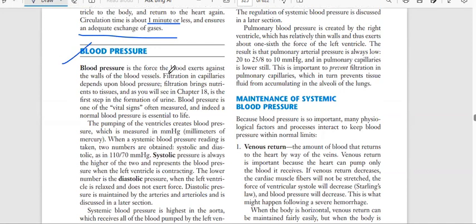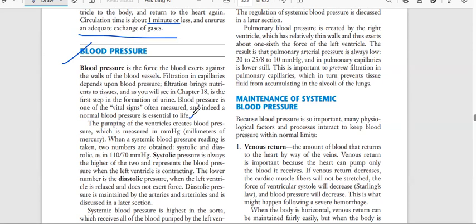Blood pressure is the force the blood exerts against the wall of the blood vessels. Filtration in capillaries depends upon blood pressure. Filtration brings nutrition to the tissue. Blood pressure is one of the vital signs often measured, and indeed a normal blood pressure is essential to life. So basically, why do we need blood pressure? We already explained, we already know about that.